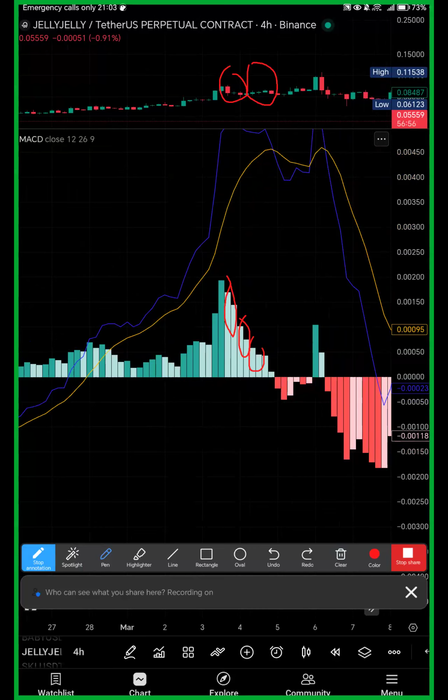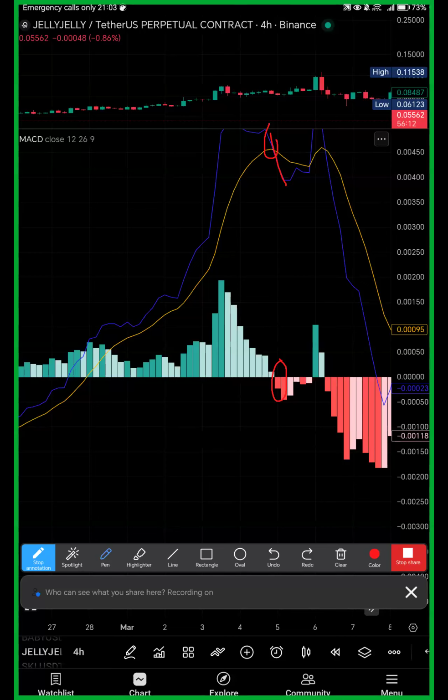It will reach a point where these histograms change from light green to red histograms. When they change to red histograms, it means it is no longer buying pressure in control, but now selling pressure is in control. If you look closely, when these red histograms appeared, there was a crossover to the downside. The blue line crossed the orange line to come down.